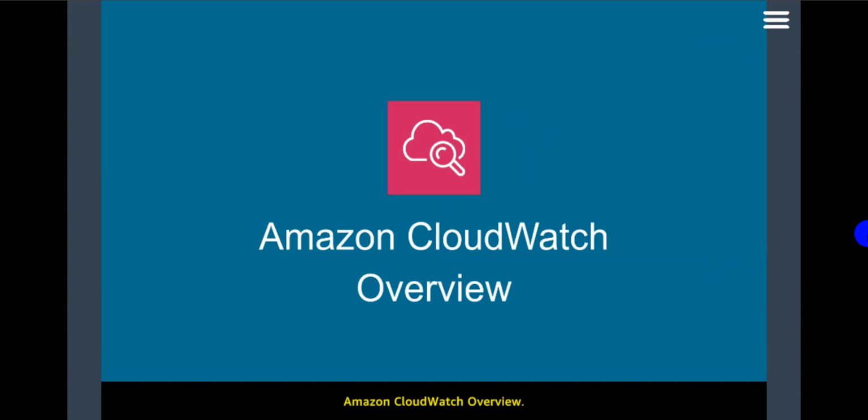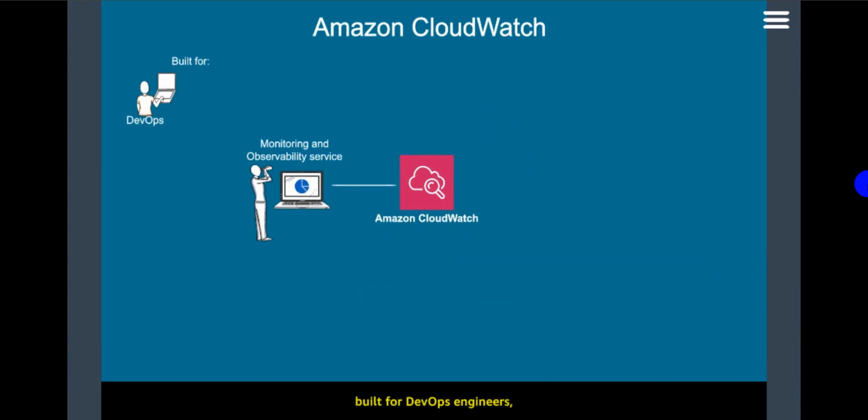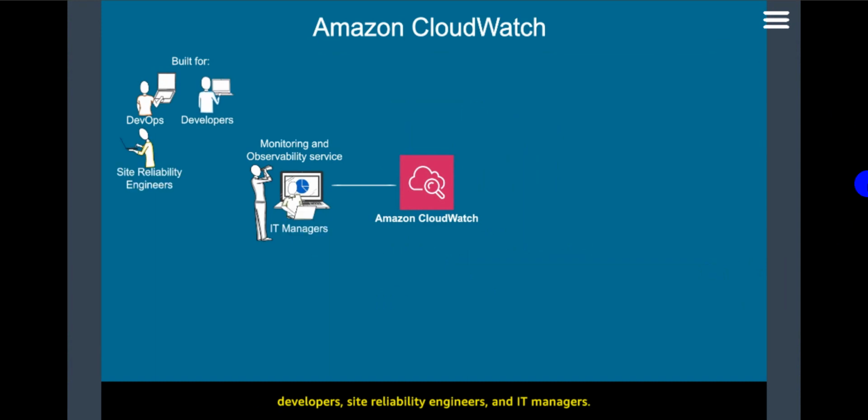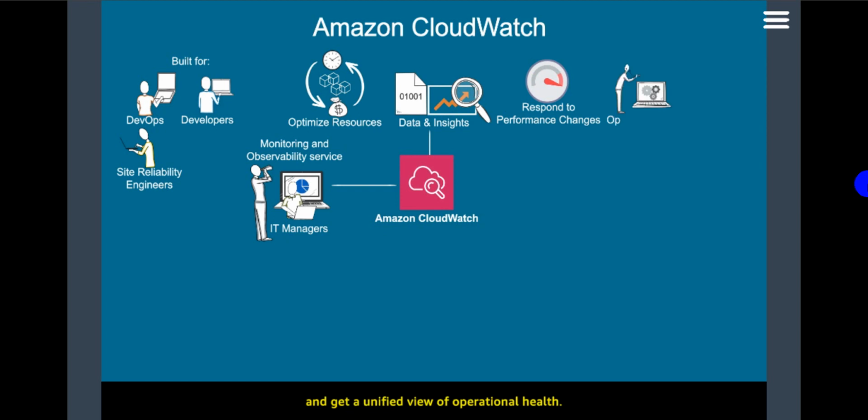Amazon CloudWatch Overview. Amazon CloudWatch is a monitoring and observability service built for DevOps engineers, developers, site reliability engineers, and IT managers. CloudWatch provides you with data and actionable insights to monitor your applications, respond to system-wide performance changes, optimize resource utilization, and get a unified view of operational health.